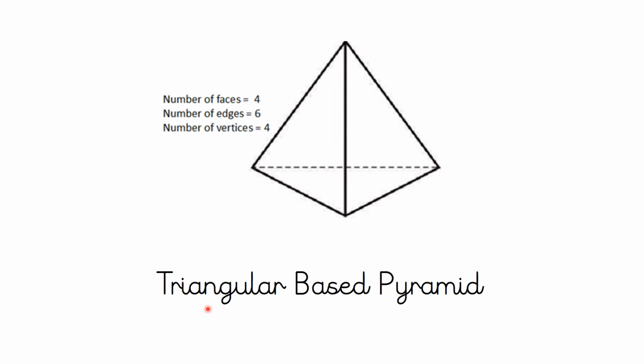This shape was a triangular-based pyramid. Did you get it correct? Great job. We call it a triangular-based pyramid because the base, the bottom, is in the shape of a triangle. There are 4 faces on a triangular-based pyramid, 1 at the bottom and 3 on the sides. There are 6 edges, 1, 2, 3, 4, 5, 6. And there are 4 vertices, 1, 2, 3, 4.